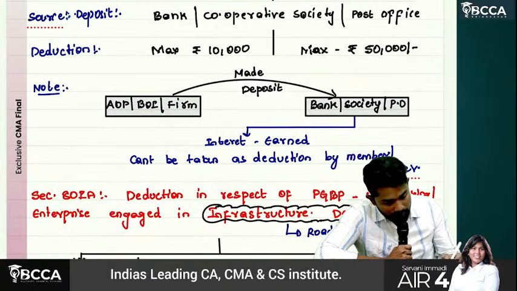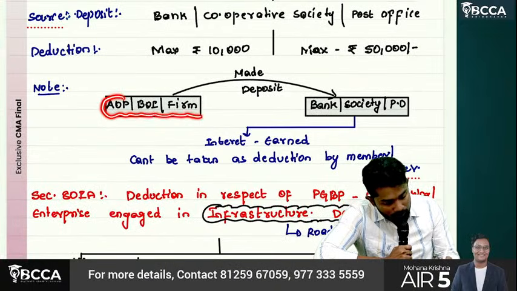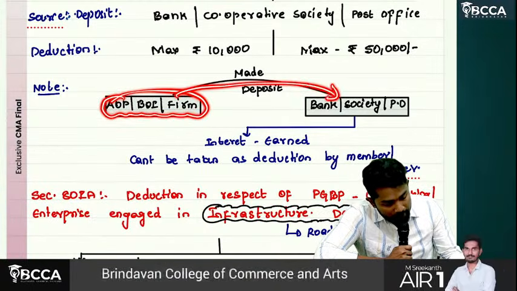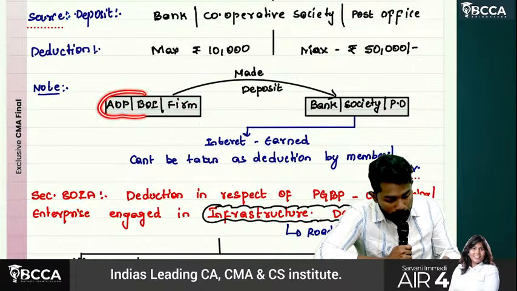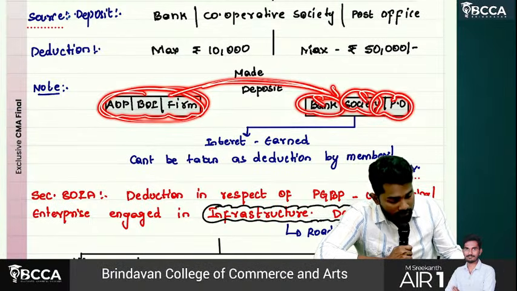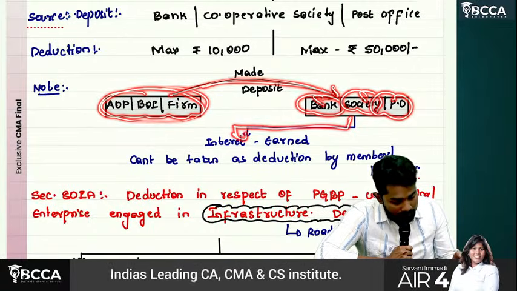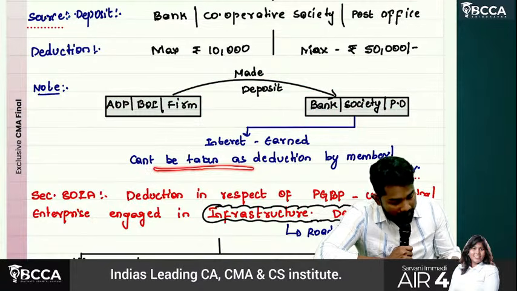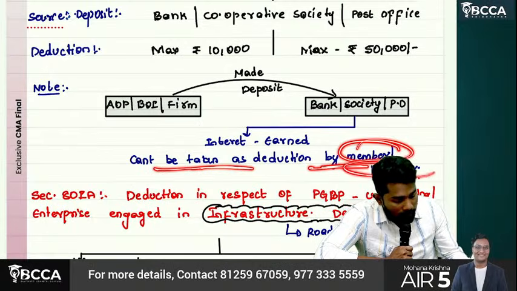So then look at this. AOP, BOI or firm made a deposit with a bank, society or post office, and then the interest earned can be taken as deduction by member or partner.